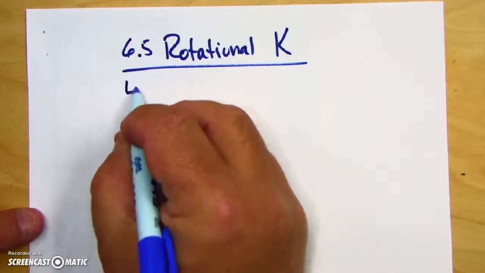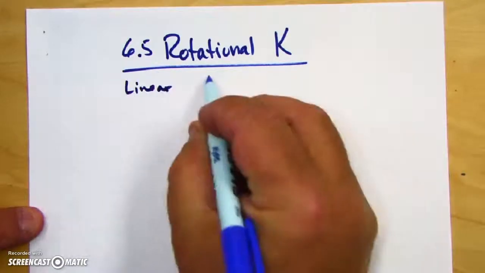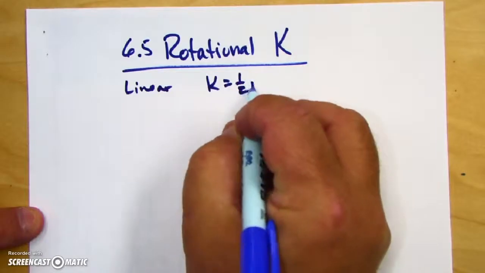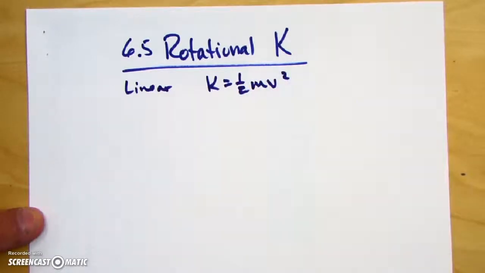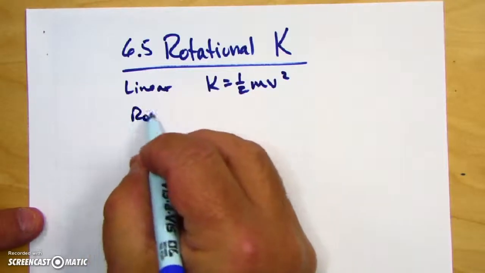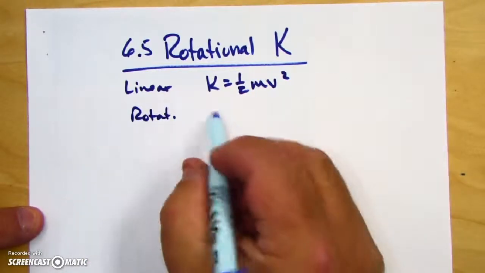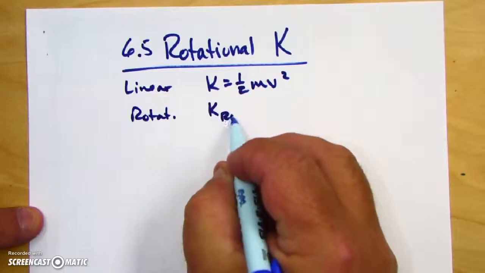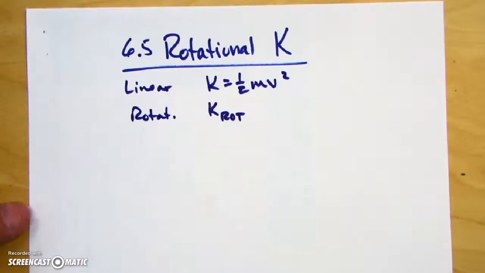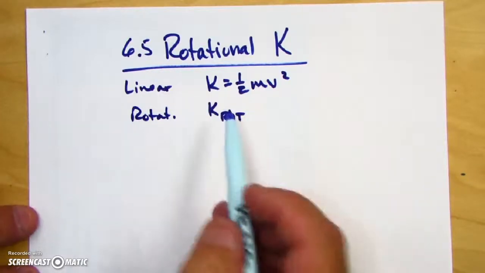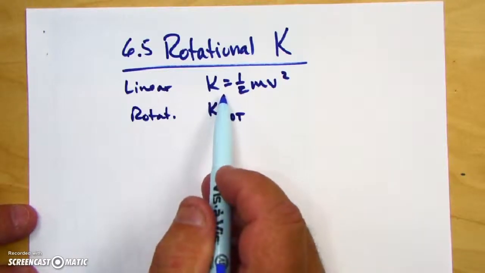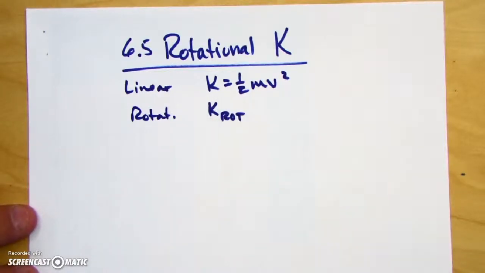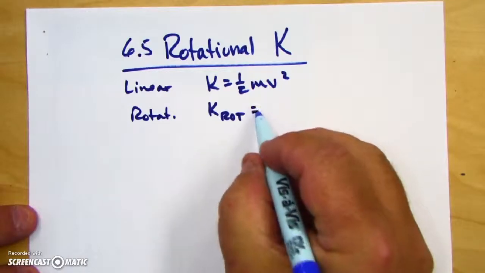Now, again, let's compare it to the linear world. We know that K is equal to 1/2 mv squared. That's what it's always been. It's going to stay that way. It's not going to change. In the rotational world, K rotational, K rot, if you want to remember it that way. We don't usually put a subscript. You could put an L for linear or T for translational if you want, to keep track of it.